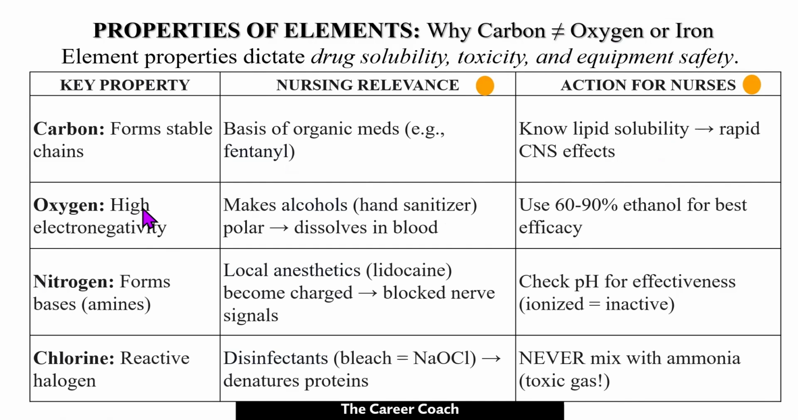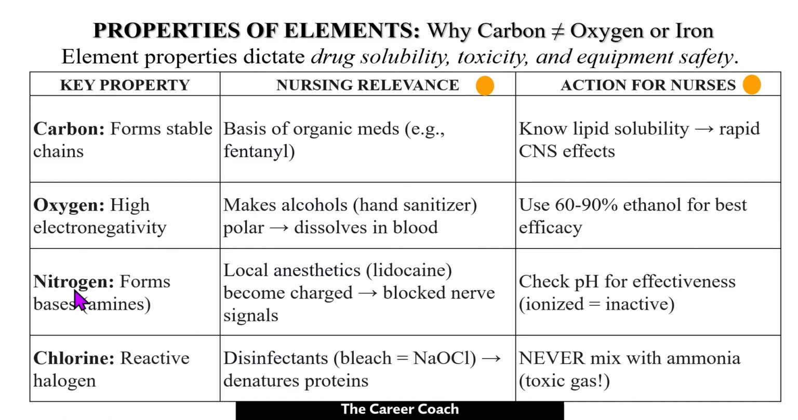Number two, oxygen. Oxygen has high electronegativity. Relevant to nurses, oxygen makes alcohol, which is a hand sanitizer, become polar. Polar solvent will definitely dissolve in the blood. So basically, when hand sanitizers are applied, components that may have had access to the hand can be polarized, even blood components. Action for the nurse: hand sanitizers must be made up of 60 to 90% ethanol for best efficacy.